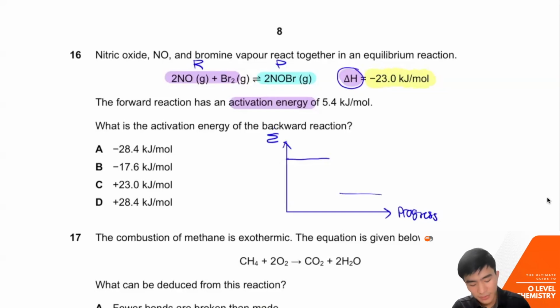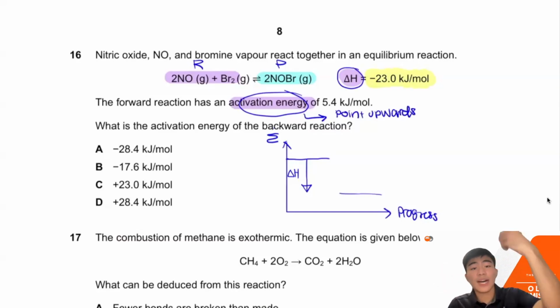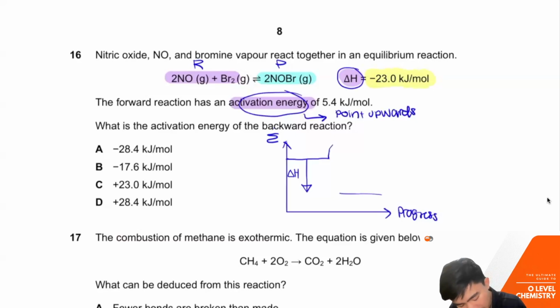First thing, I need to write down the delta H. This is the delta H. Okay. Next, because they are telling us that there's an activation energy. Now, activation energy always points upwards. It always goes up because I need to overcome the activation energy barrier before I can proceed with the reaction. So, activation energy looks something like this. The energy profile diagram will do something like this. This is the activation energy. So this is for the forward reaction, reactant to form product.